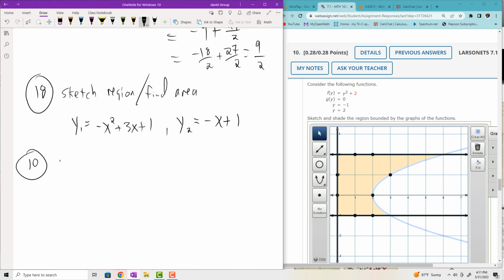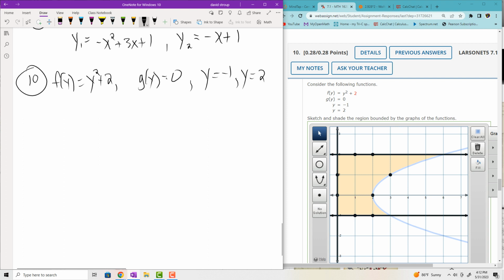So I have my functions, f of y is y squared plus 2, g of y equals 0, y equals negative 1, and then y equals 2. Okay, so first you want to sketch the graph, and for this graph here, it's just a sideways facing parabola. So y squared just looks like this. And if you add 2 to it, it shifts it 2 places to the right. So that curve will be like this.